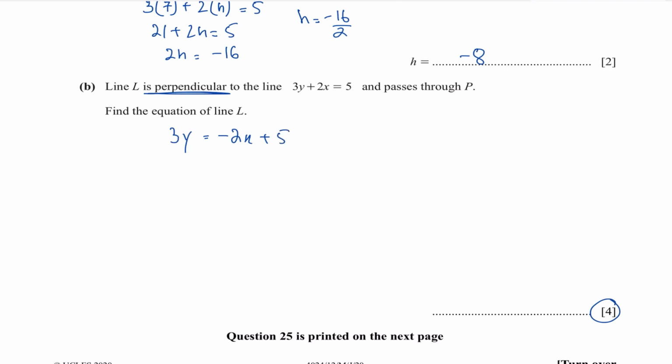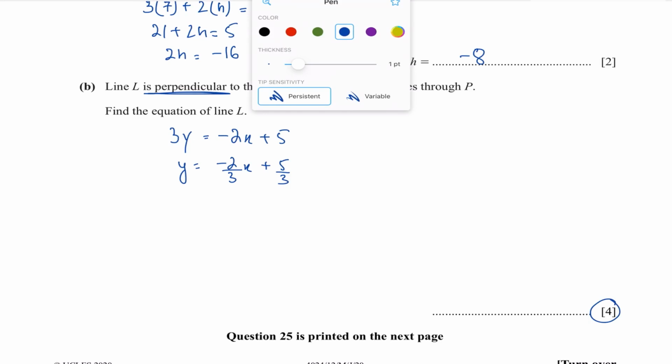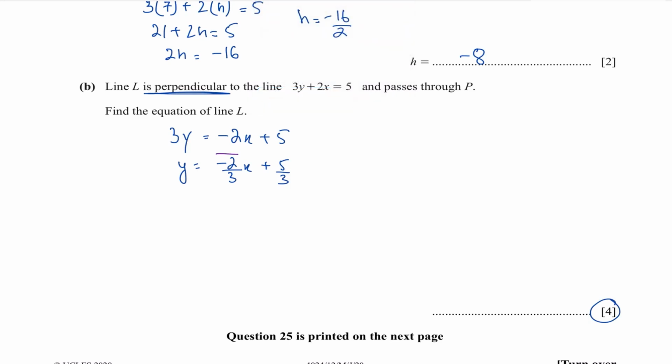So 3y equals minus 2x plus 5, and y equals minus 2 upon 3 x plus 5 upon 3. So the reason why I've written this 3 separately with every value is so that I can see what the gradient is. So the gradient of this line is minus 2 upon 3, and if you want the gradient of the line that's perpendicular to this one, you will have to take the negative reciprocal of this gradient. So the negative reciprocal of this gradient is simply going to be 3 upon 2.